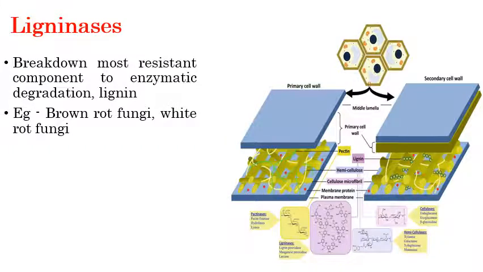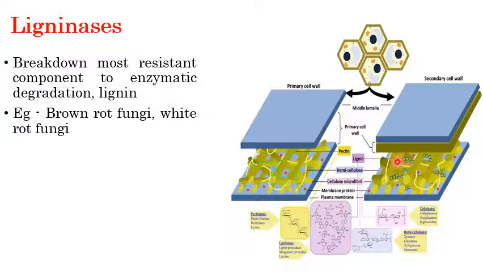The next one is lignases. They break down the component most resistant to enzymatic degradation, that is lignin. Lignin is the most powerful and most resistant to enzymatic degradation, and it can be degraded by the enzyme lignases. We can see here lignin. This is the primary cell wall, middle lamella, secondary cell wall. Below the primary cell wall we can see the lignin here. So these ligninases will degrade these lignin components.